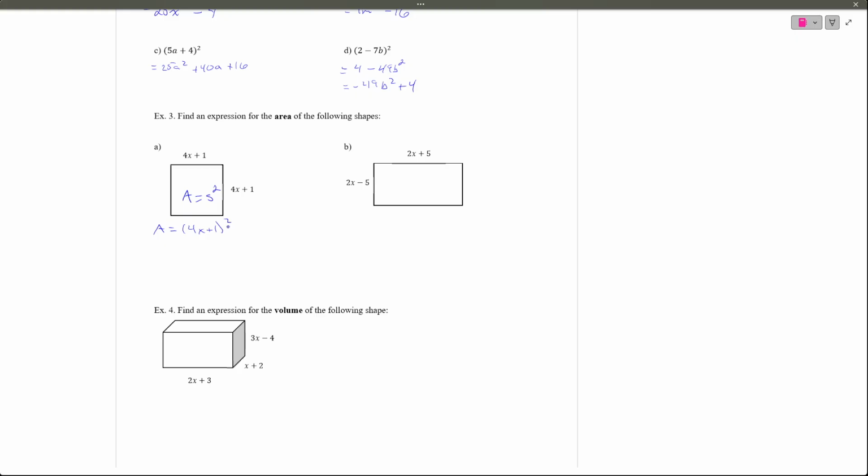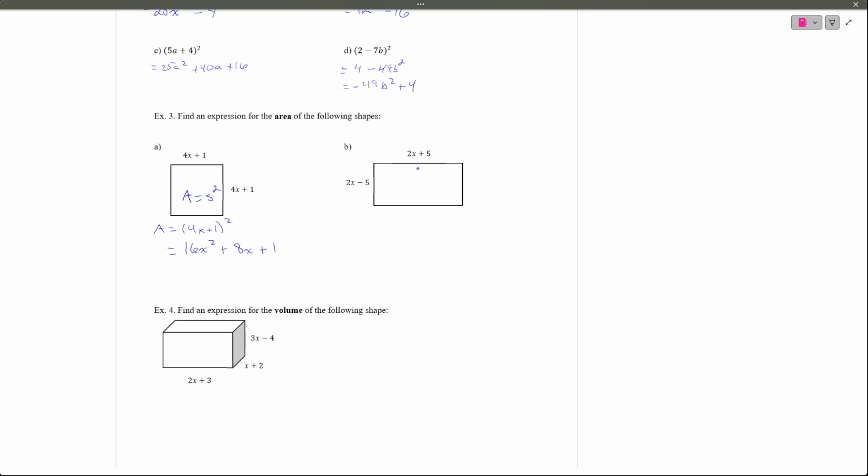All squared. Now we can apply our shortcuts, which is a squared, 16x squared. Since this is a plus, we add plus 2ab. So multiply these together. 4x times 1, that's 4x, times 2. So that's going to be 8x. Plus b squared. 1 squared is just 1. And that's the answer. So this is our expression for the area of this square.